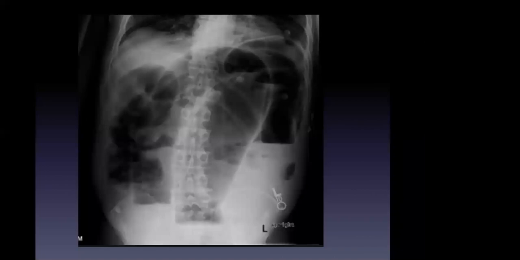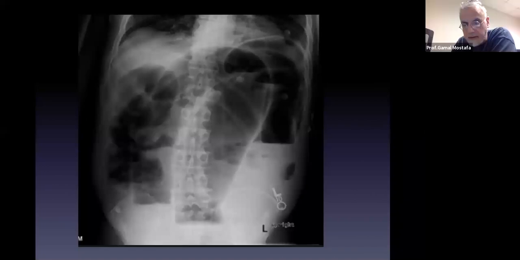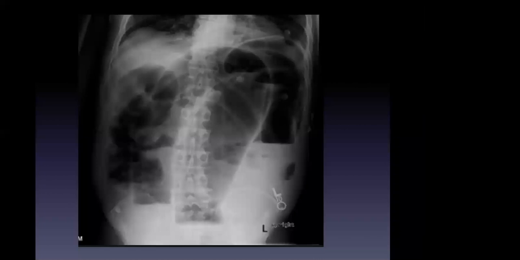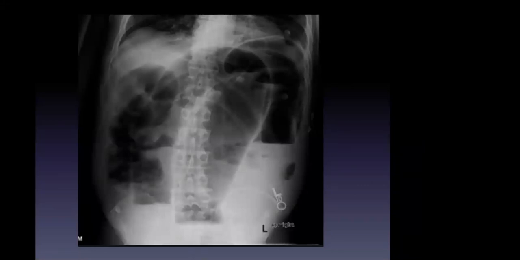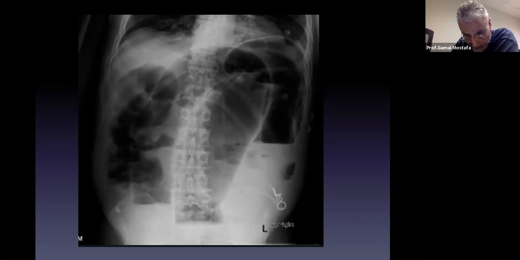Assalamu alaikum. Okay, what do you see on this plain film? Prof, it is not clear for me. It's important to differentiate whether it is small or large bowel. Okay. What do you think it is, at least in part? Do you see some large bowel? I don't think so. You think this is all small bowel?